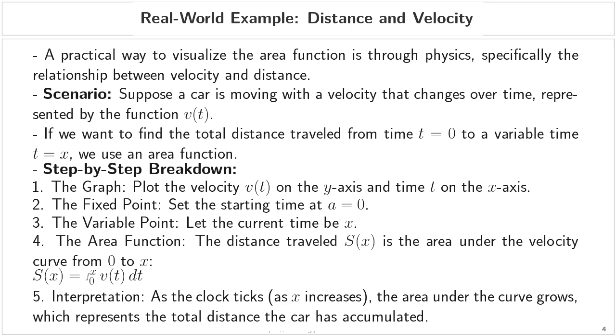As time passes, as x increases, the area under the velocity curve grows. This increasing area directly corresponds to the total distance the car has accumulated. So, the area function in this case is a function that dynamically calculates the distance traveled as time progresses.